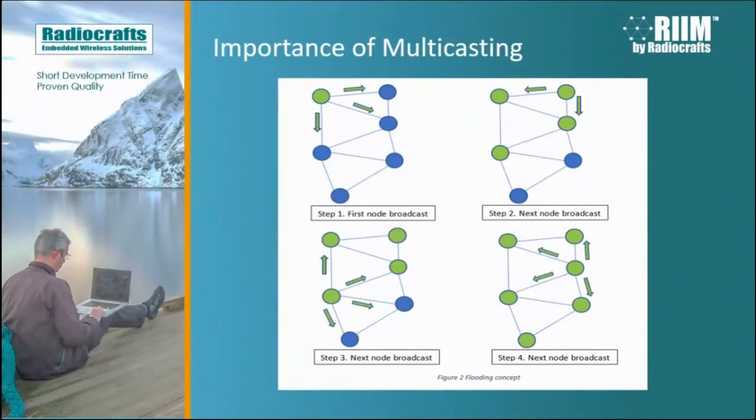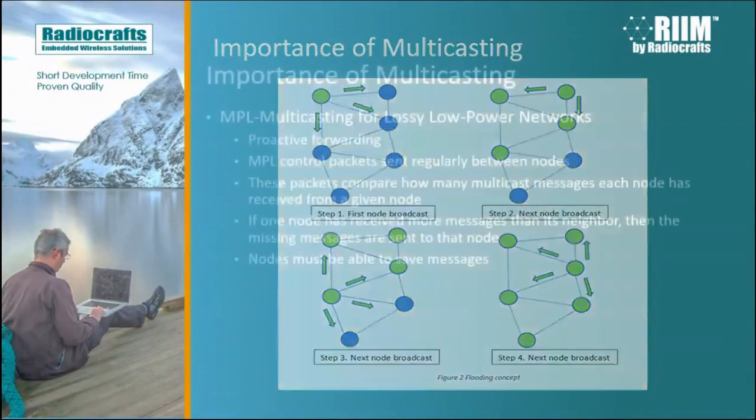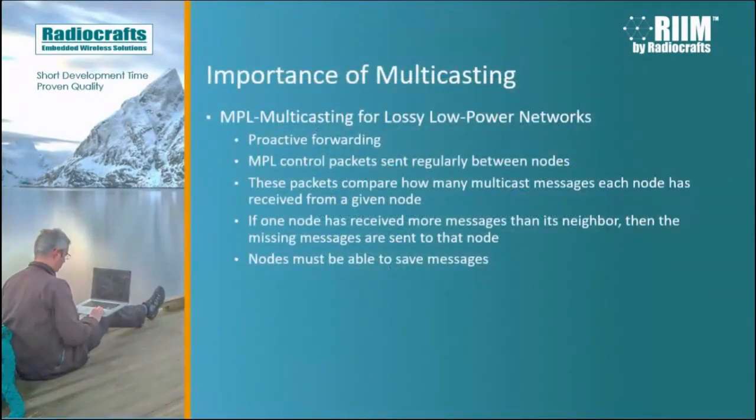It does what it says, it's multicasting, but there can also be a smarter way, which is multicasting for lossy low power networks, or MPL. With the concept of MPL, control packets which are sent regularly between nodes, these control packets are synchronization packets, which compare how many multicast messages each node has received from a given node.